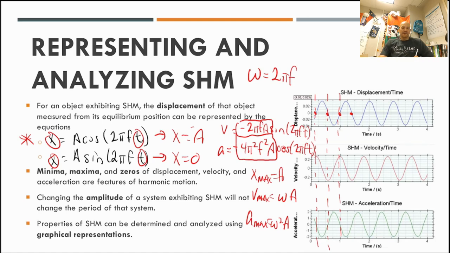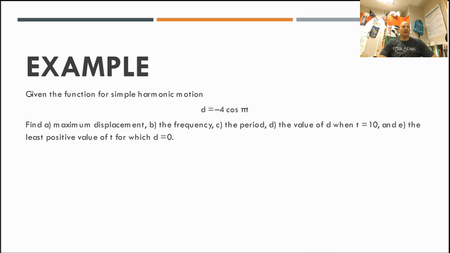All right, so let's look at an example problem. We're given the function of simple harmonic motion is d equals negative 4 cosine pi t. We're going to find A, the maximum displacement, the frequency, the period, the value of d when t equals 10, and the least positive value for t for which d equals 0.